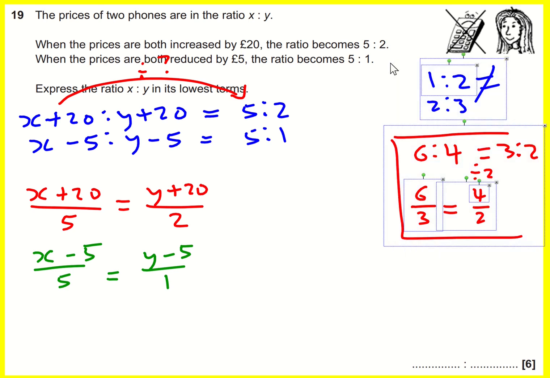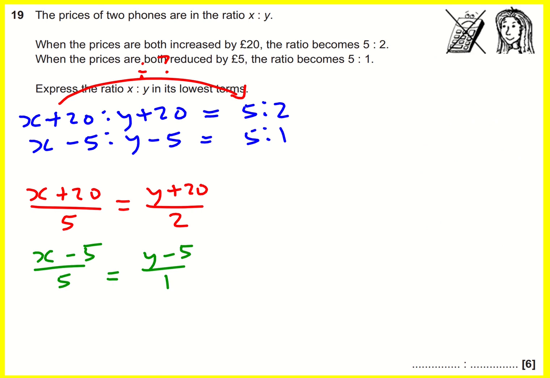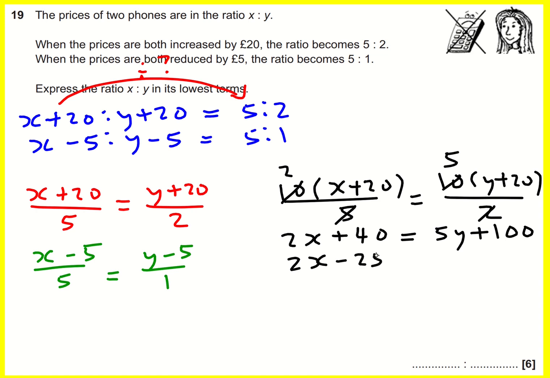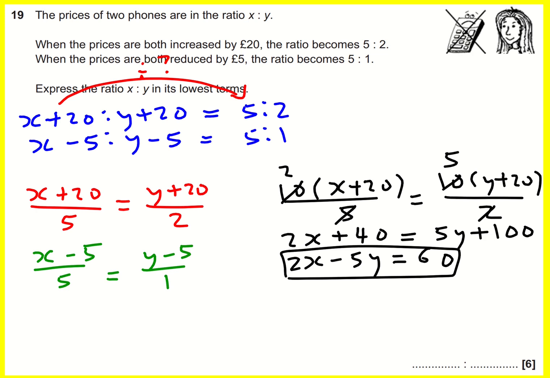Okay, just going to delete this to make a bit of room. So I can simplify these. I can multiply through by the lowest common multiple of these. I can multiply through by 10. So it's going to be 10 times (x plus 20) over 5 equals 10 times (y plus 20) over 2. And this cancels to leave me 2 here, and this cancels to leave me 5. And I'm going to get 2x plus 40 equals 5y plus 100. I think what I'm going to do is put it back in the normal form that we see for simultaneous equations. I'm going to minus 5y from both sides, and I'm going to minus 40 from both sides. And I've got equation 1 here.